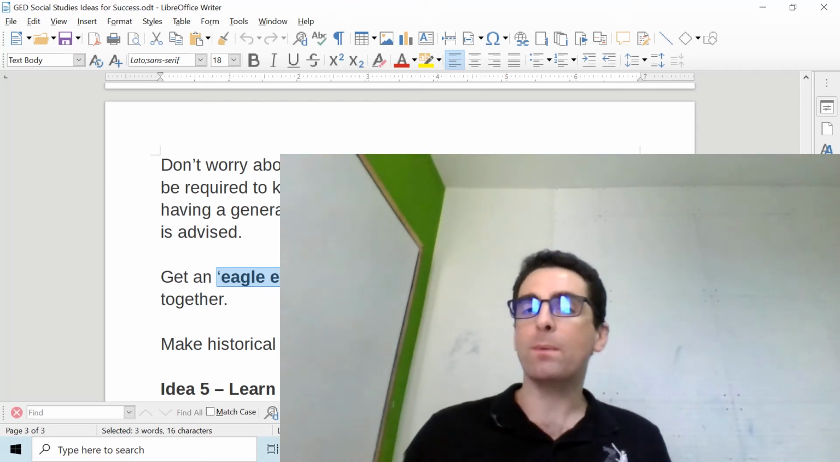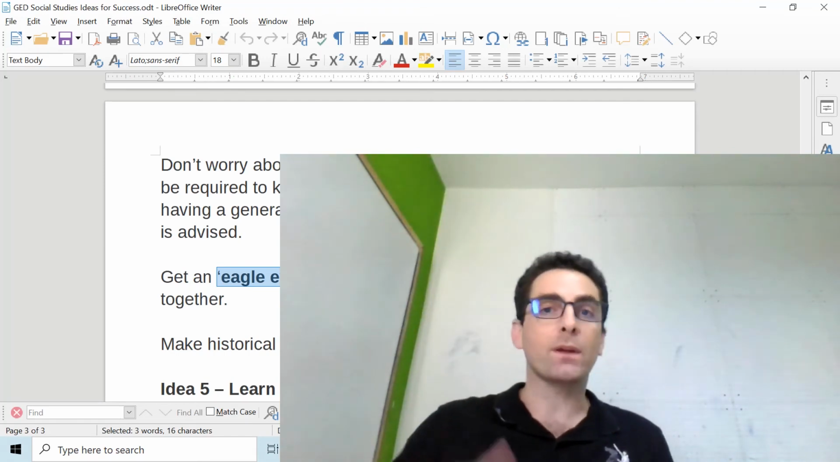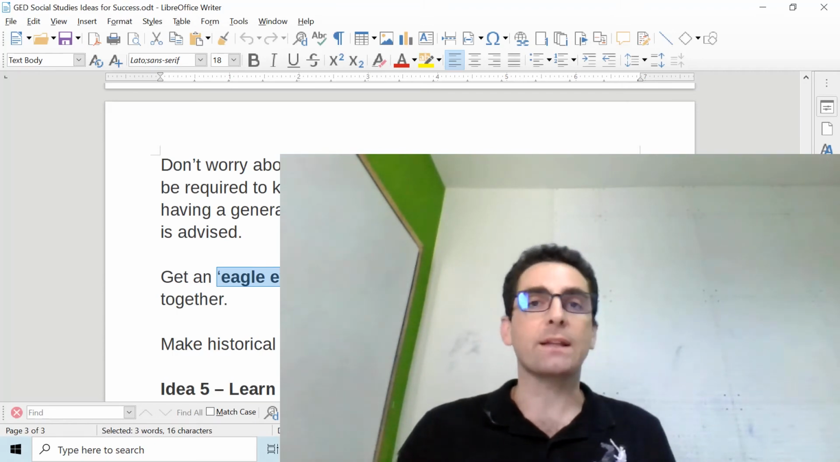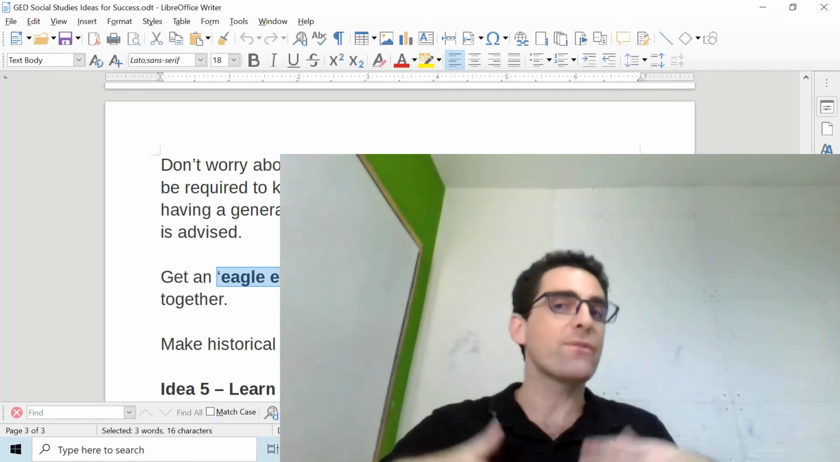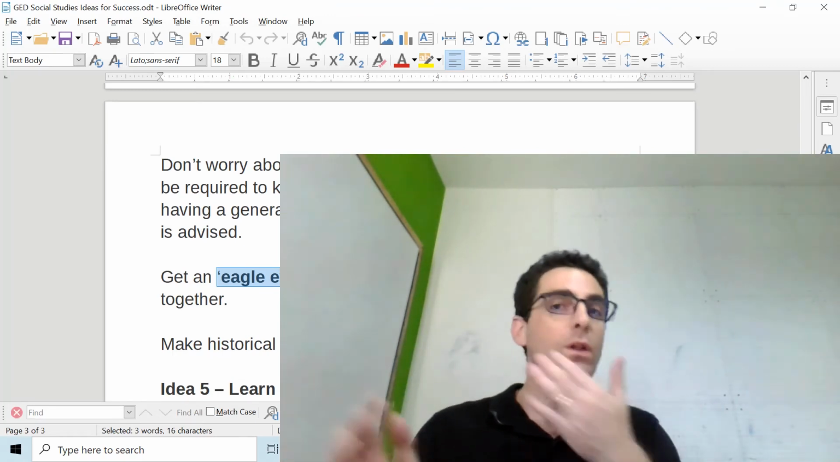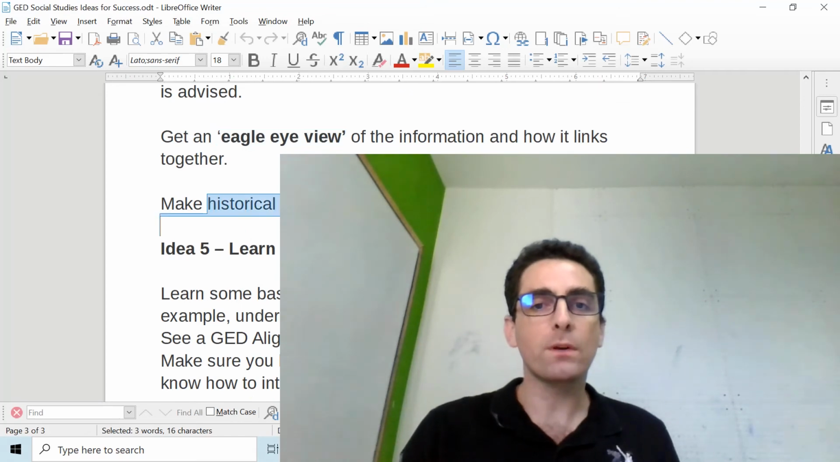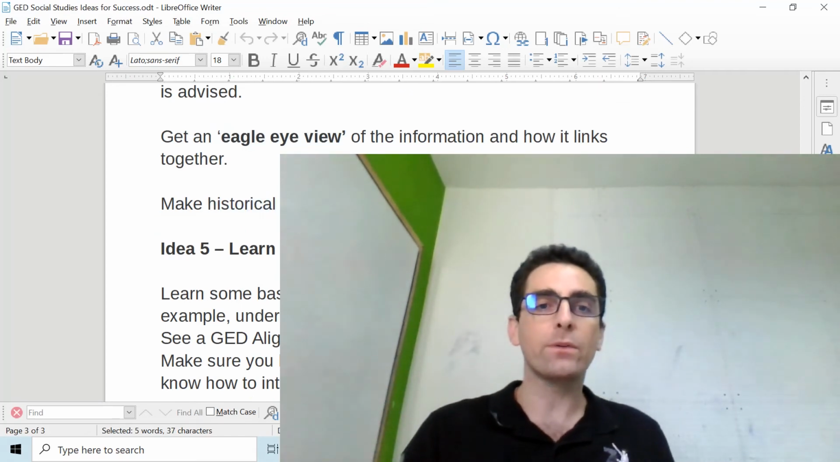Don't panic so much about the micro details. Get that eagle eye view, which you can get from the core aligned textbooks like McGraw-Hill, and then focus on things like what caused this and what the effect was, and what we can infer from events and all the rest of it. Okay, make historical timelines in your notebooks or on a Google Doc, for example, or some other kind of software would be good.